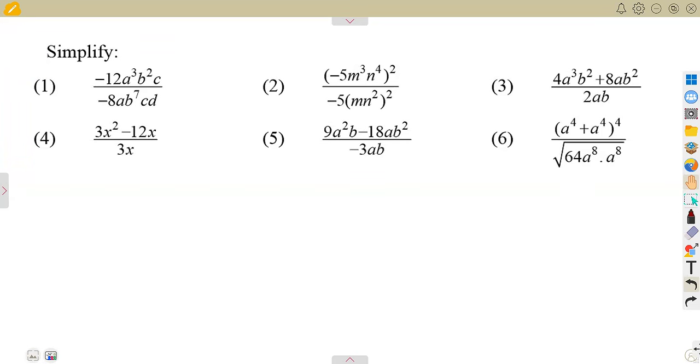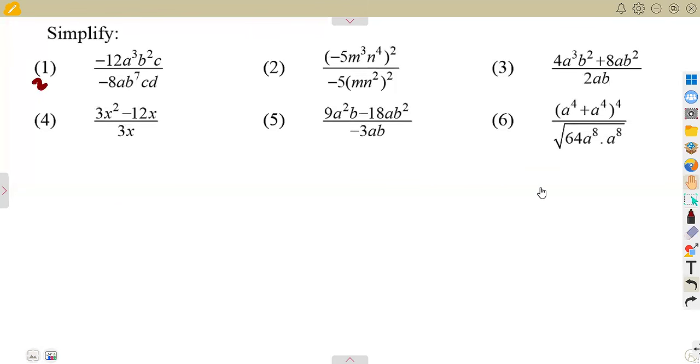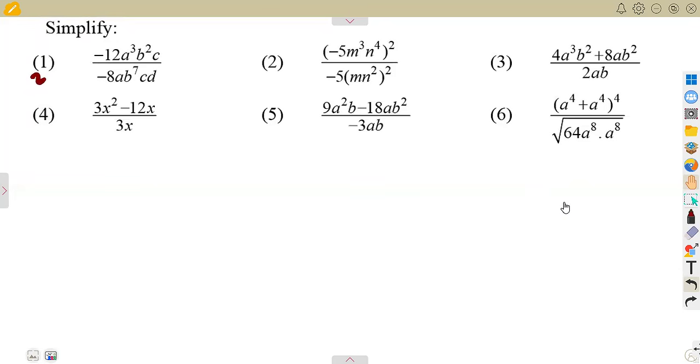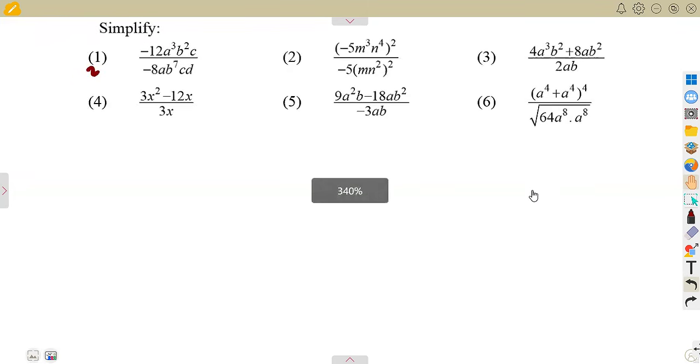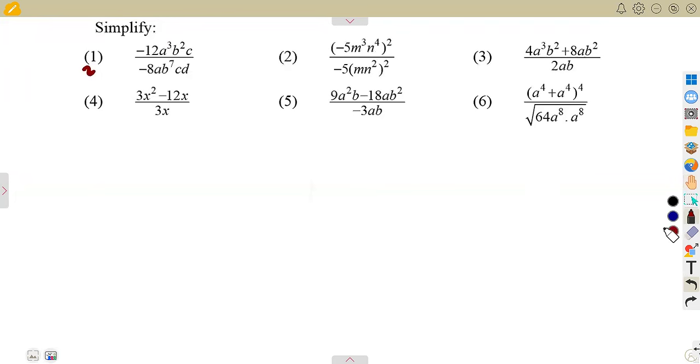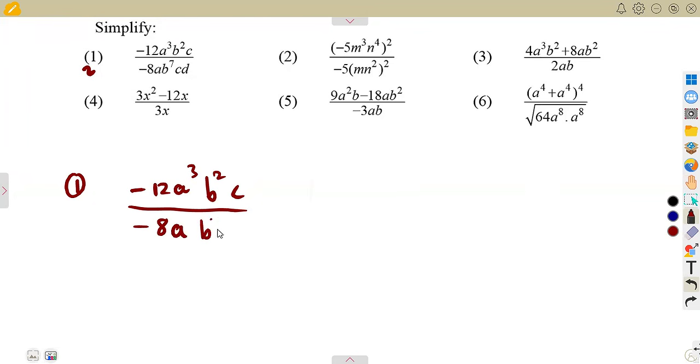All right, so there we are given simplify. Question number 1 that we are going to consider in this class. What are we supposed to do? We are given this particular question on question number 1, that is minus 12 a to the exponent of 3 b squared c, everything being divided by negative 8 a b to the exponent of 7 c d. All right, so this is what you're given to simplify.